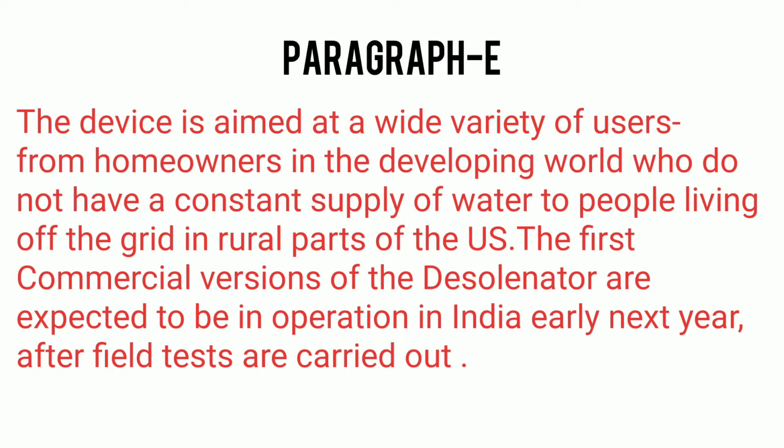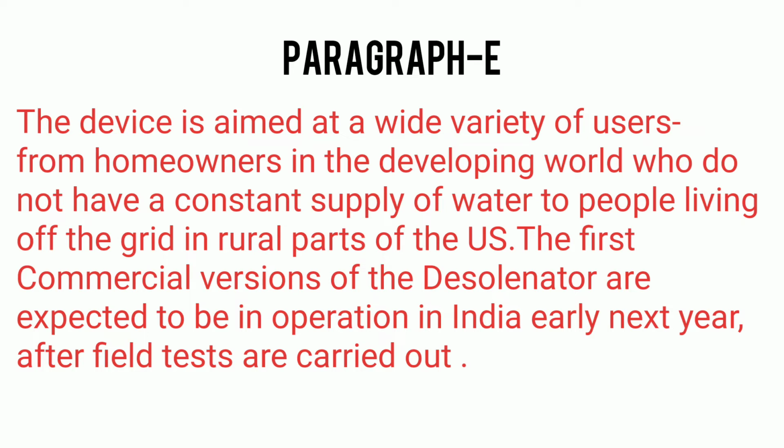Let's read paragraph E now. It says the device is aimed at a wide variety of users, from homeowners in the developing world who do not have a constant supply of water to people living off the grid in rural parts of the US.